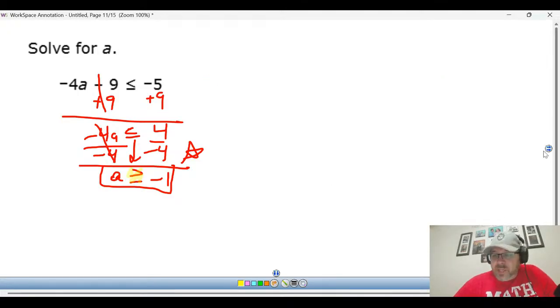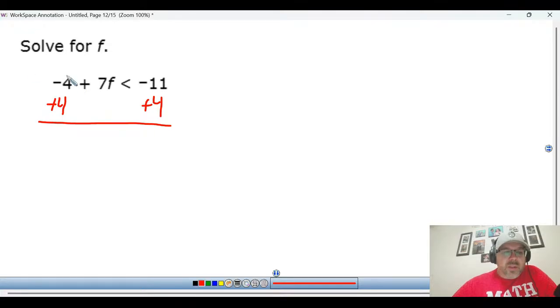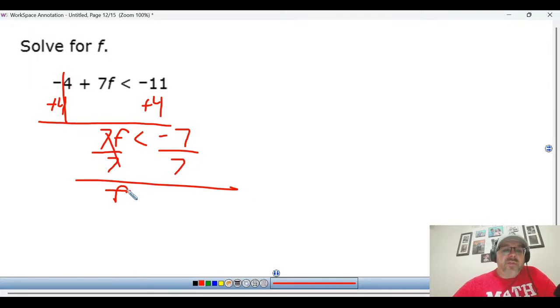Now we're getting to the nitty gritty here, getting towards the end. All right. Once again, we have another two-step inequality. So on the side of the variable, we're going to go ahead and add 4 on both sides. That becomes 0. That's 7f is less than -7. We're going to divide by 7. All right, then I've got f is less than -1, and we are done. Again, that's a crazy f. I don't like that f. Let's fix it.